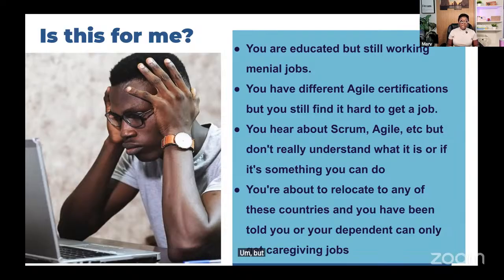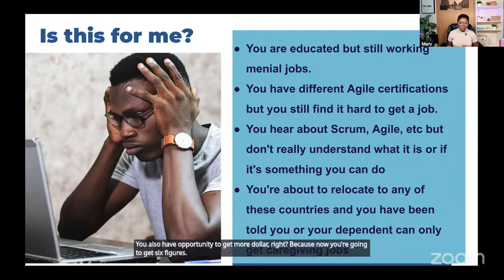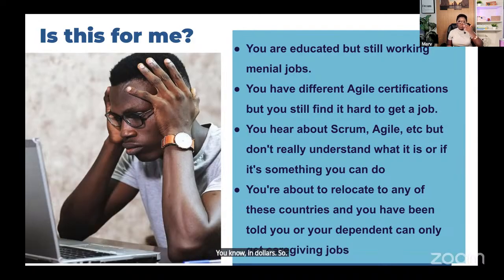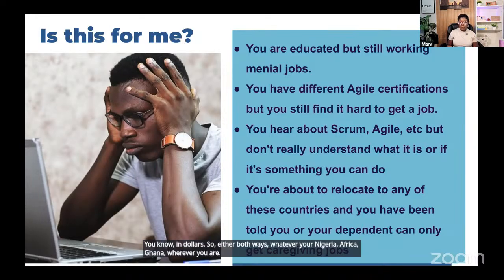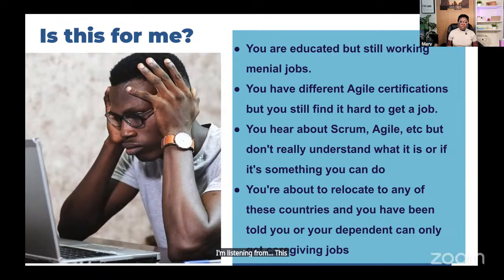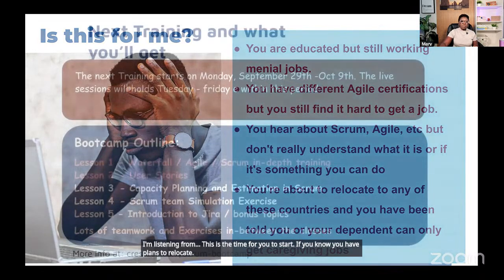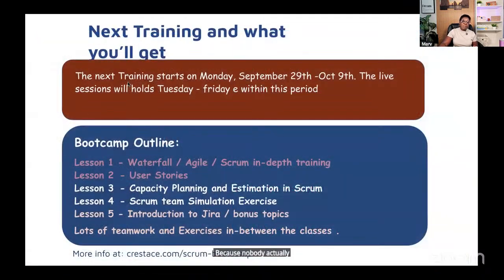But if you're able to relocate, you also have the opportunity to get more dollars, right? Because now you're going to get six figures in dollars. So either way, wherever you are in Nigeria, Africa, Ghana, wherever you are listening from, this is the time for you to start if you know you have plans to relocate. Because nobody actually told me about this.